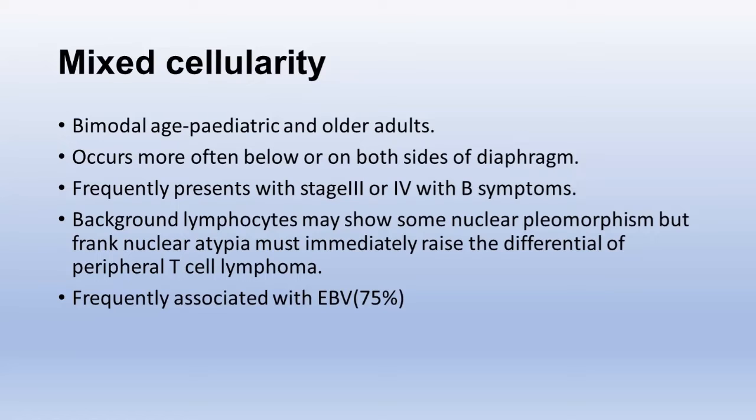Now, mixed cellularity is frequently associated with EBV. So EBV LMP immunohistochemistry is also a helpful marker where we are struggling whether it's Hodgkin lymphoma or not, but we are not able to standardize it in our lab as of now. So whenever EBV LMP is positive, that is another feature which will help you to diagnose a Hodgkin lymphoma.